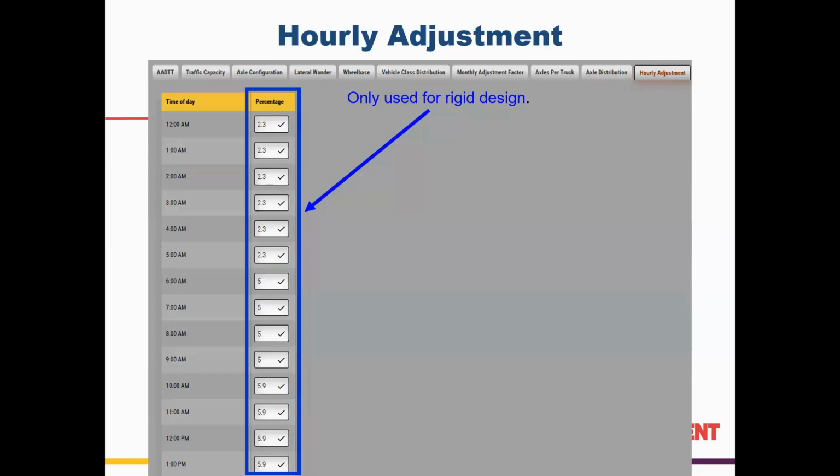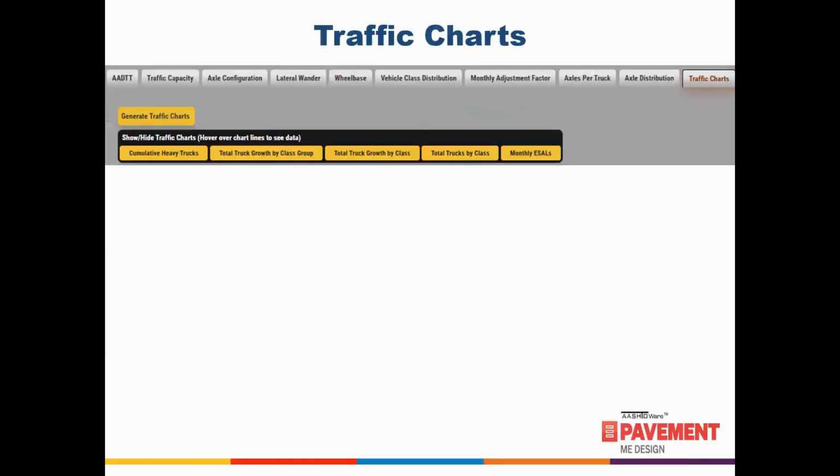It's not to say this is irrelevant for asphalt or flexible or semi-rigid design, because it is, because obviously as the temperature changes throughout the day, that's going to impact the dynamic modulus, and therefore impact the prediction models as well. But it's not used for right now. It's only used for the rigid design.